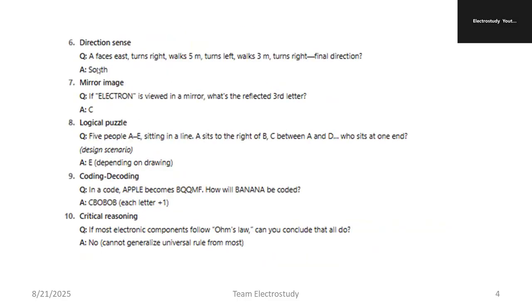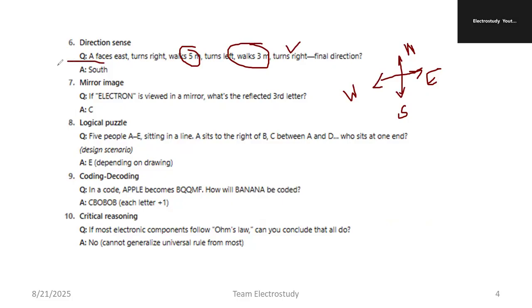Now, direction sense is also important. You should have the basic idea about north, south, east, and west. Draw this first, later you have to analyze. A faces east, turns right, walks another 5 meters, then turns left, walks 3 meters, then again turns right. Find the direction. If you draw this diagram and draw the movement appropriately, you will get the answer as south.